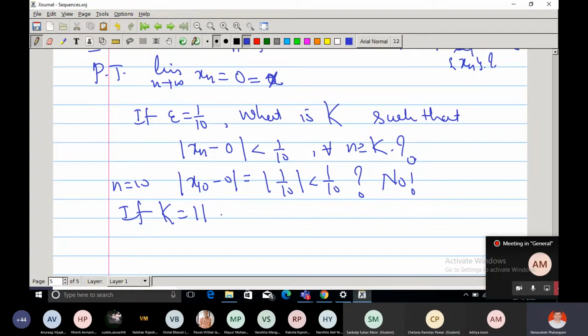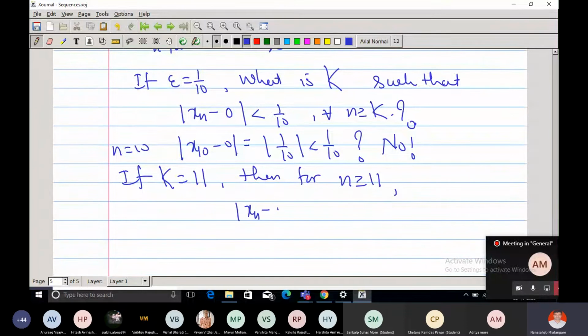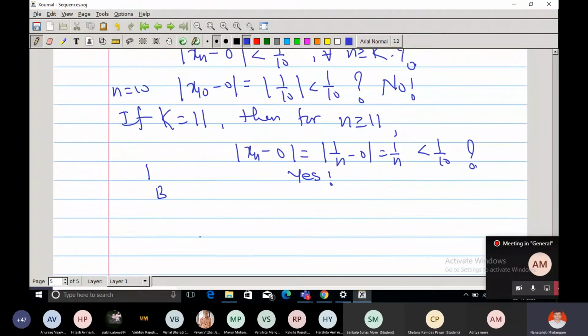So if you select k equal to 11, then for n greater than or equal to 11, is it true that |xn minus 0|, which is 1 by n, is less than 1 by 10? For every n greater than or equal to 11, is it true? Yes, sir. So this is certainly true. Why? Because if n is greater than or equal to 11, then 1 by n is less than or equal to 1 by 11, which is less than 1 by 10, right? So whatever n greater than or equal to 11 you select, this is going to happen.